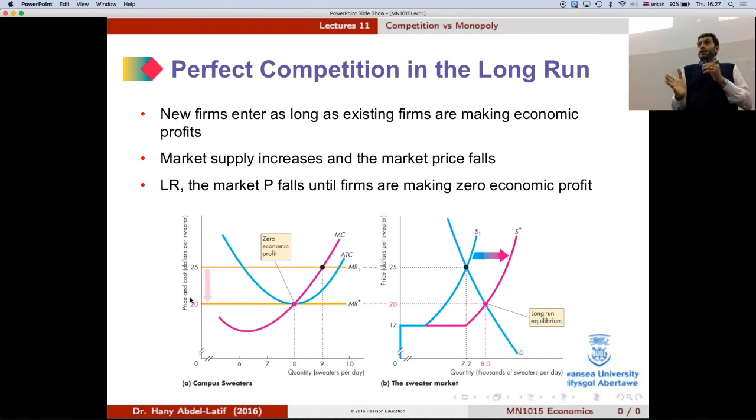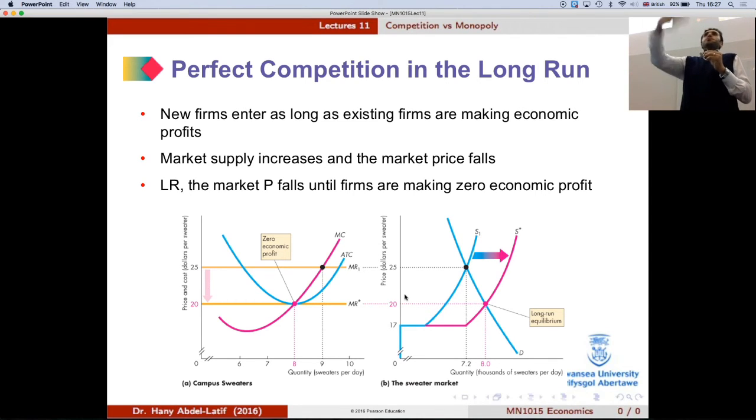And eventually, the supply curve will keep moving to the right because we have more firms entering the market. So the supply will increase, yeah? And this will decrease the price now because there's more supply. We produce more now, so the price will drop from 25 until 20. After that, no firms will enter the market. The market is not attracting any more firms because they are making zero economic profit.